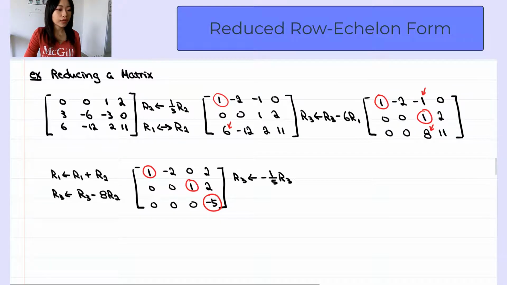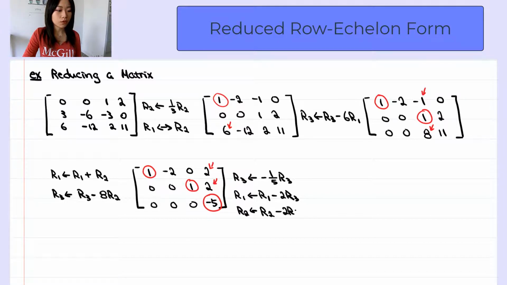Then I will also want to eliminate the 2's in the same column. So after I replace row 3 by -1/5 of row 3, I will also replace row 1 by row 1 minus 2 times row 3, and row 2 is replaced by row 2 minus 2 times row 3. Then I get 1, -2, 0, 0, and 0, 0, 1, 0, and 0, 0, 0, 1.